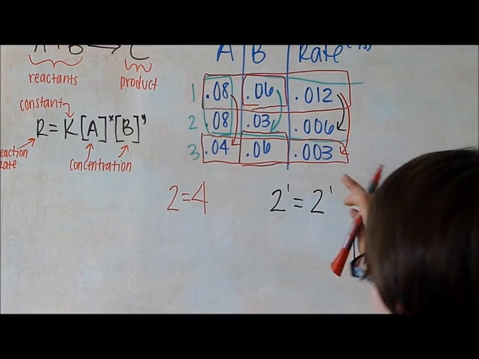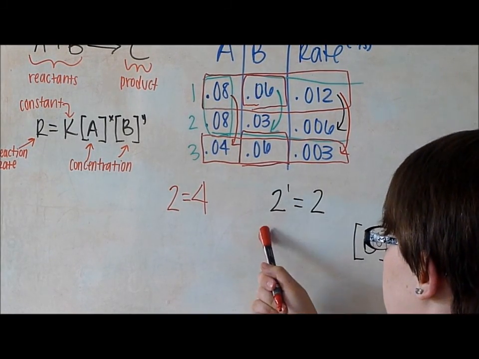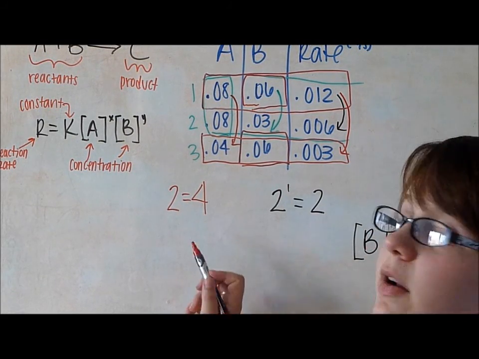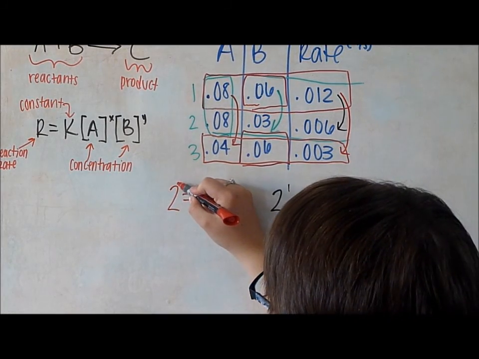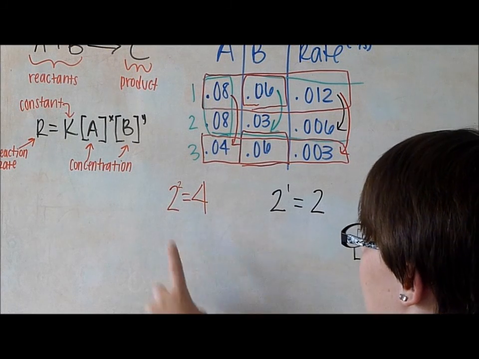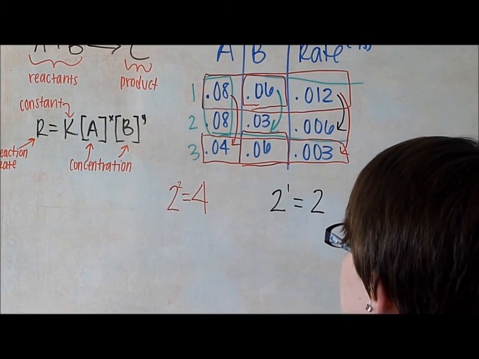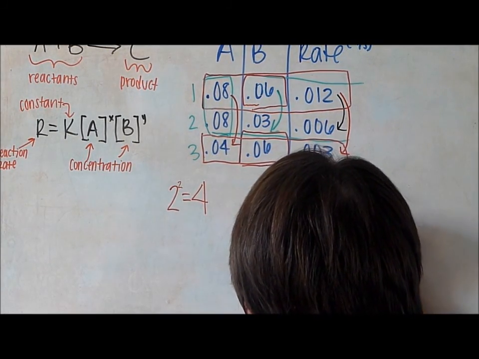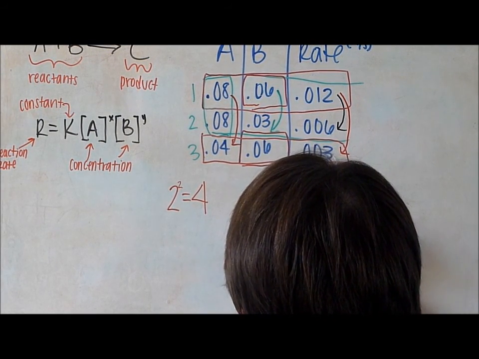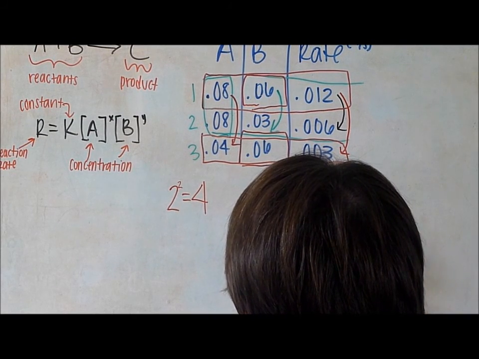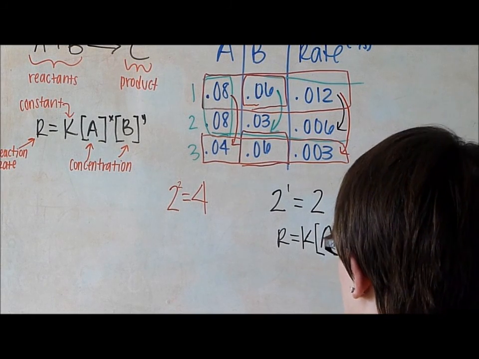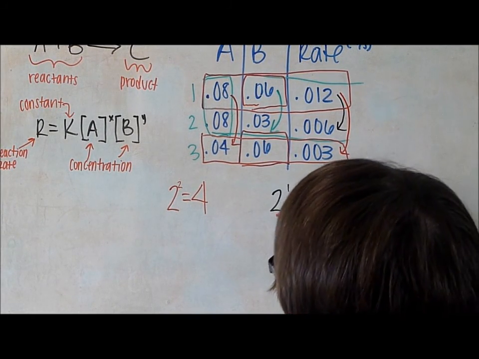Now here you can see, oops, we don't need that here, 2 to the first power equals 2. But here, 2 to the first power doesn't equal 4. 2 to the second power equals 4. So you're going to take that number and put that as the concentration of A. So this is the answer, your rate law.